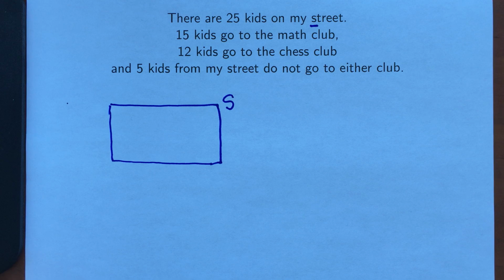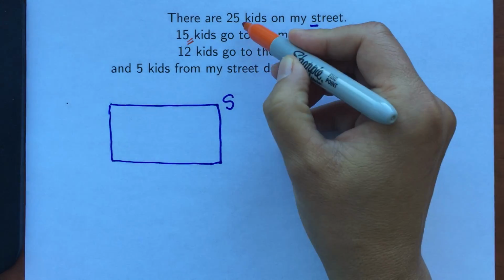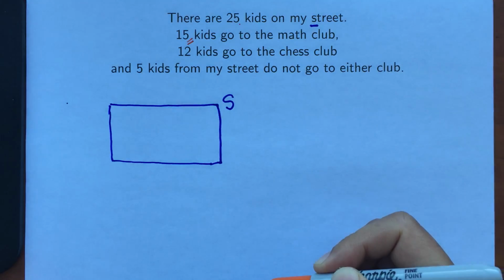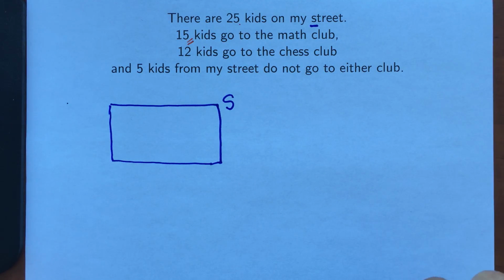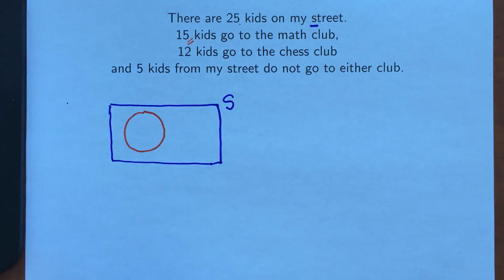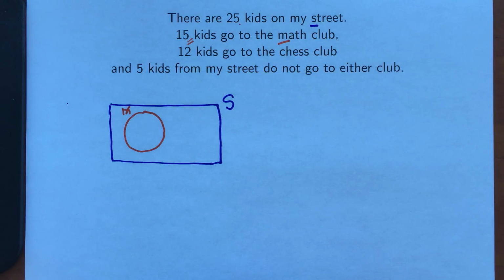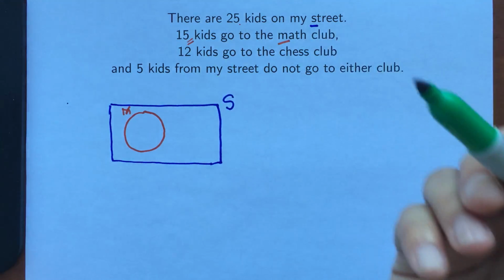So inside here, we're going to represent the 25 kids. What else is the problem saying? Well, it says that 15 kids, so 15 of the 25, go to the math club. How are we going to represent these 15 kids? One idea would be to draw a circle inside the rectangle we called S. Let's call this circle M, from math. So inside this circle, we are going to represent the 15 kids that actually go to the math club.